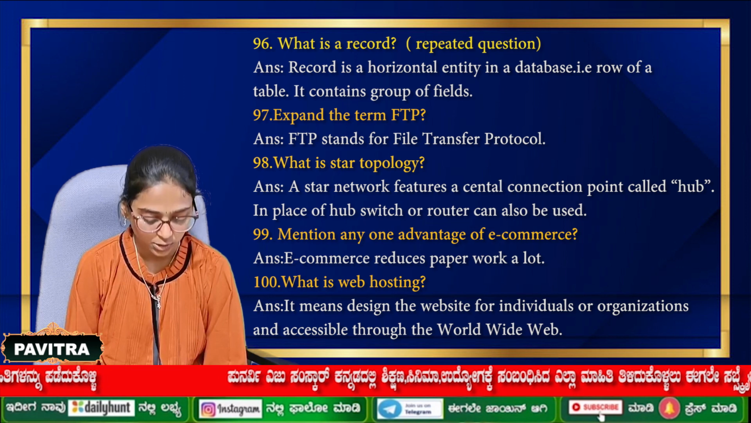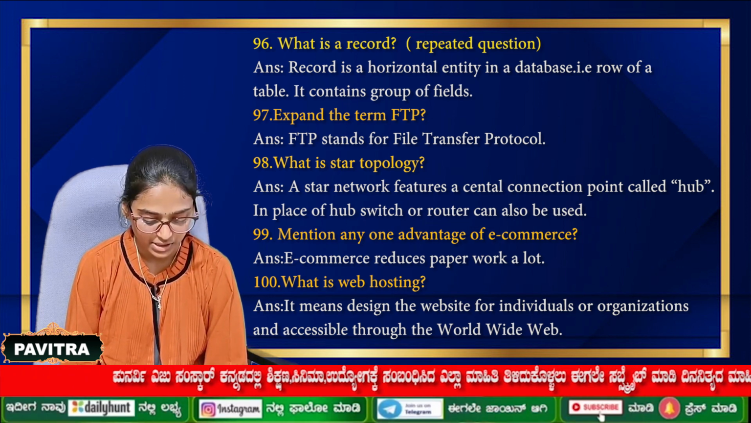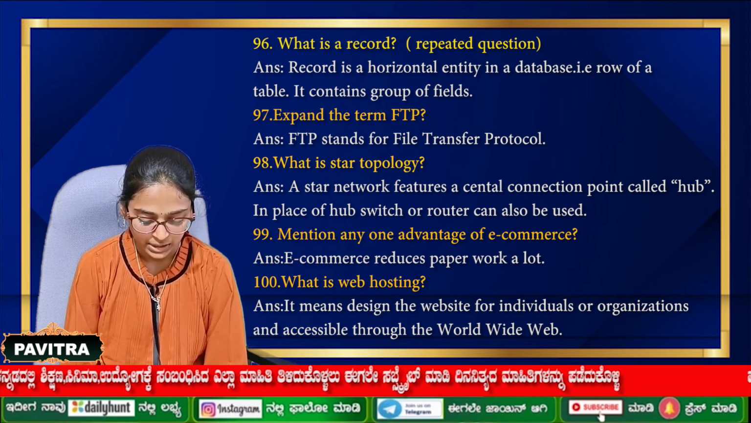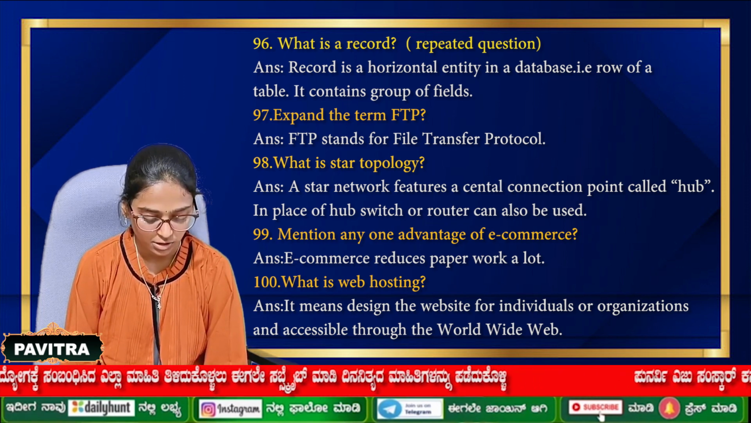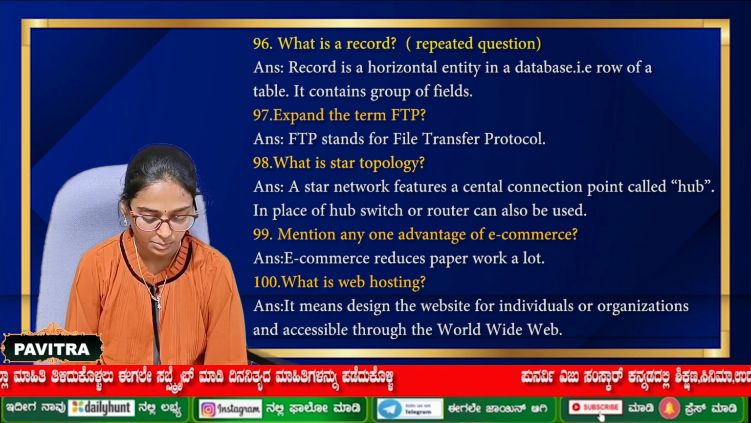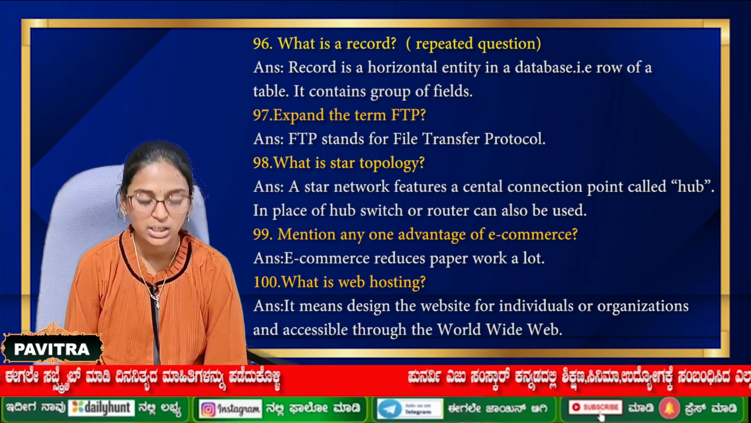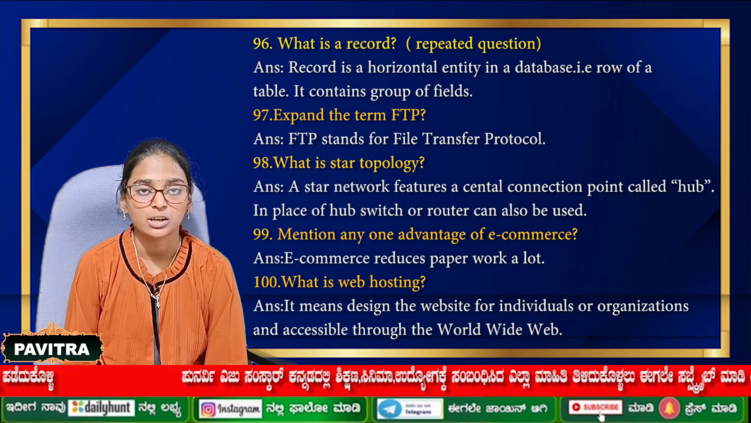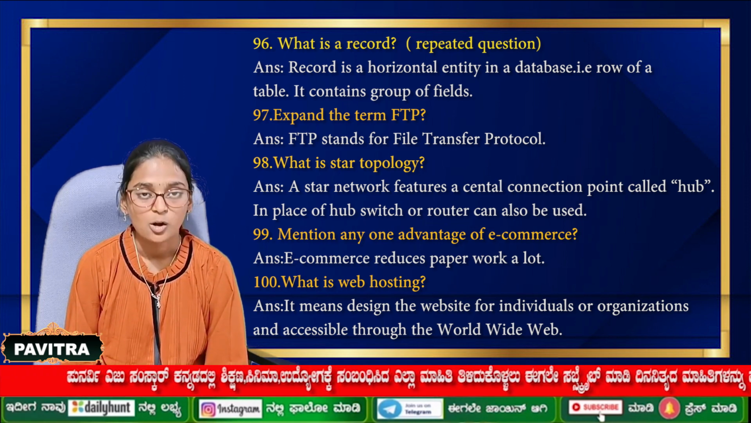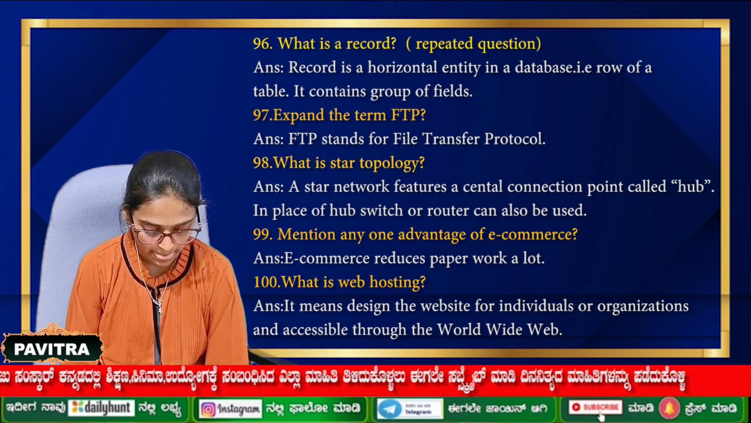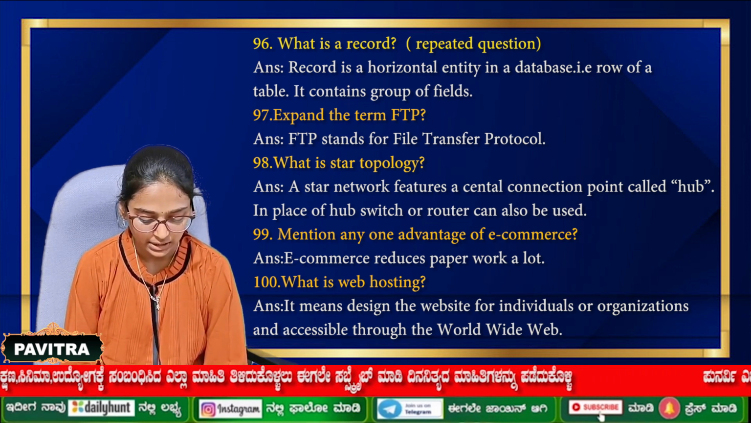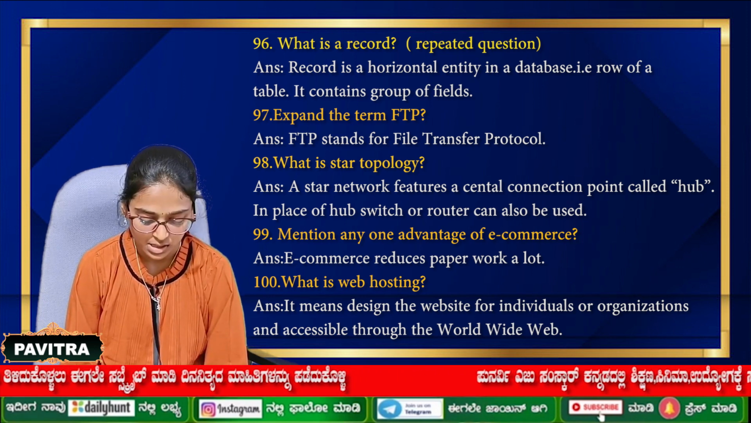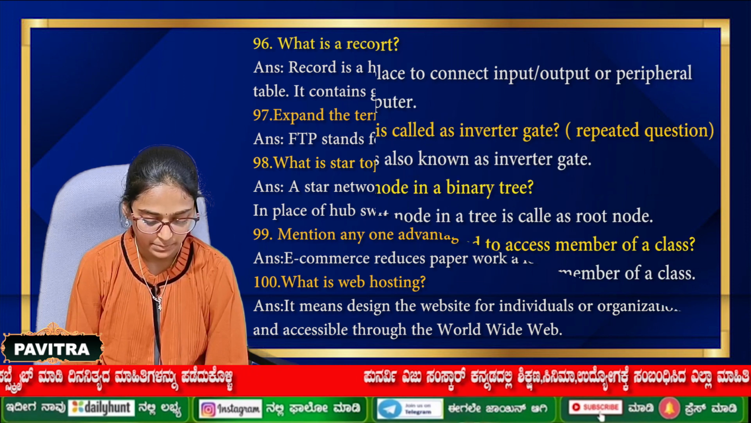98. What is star topology? A star network features a central connection point called hub. In place of hub switch or router can also be used. 99. Mention any one advantage of e-commerce. E-commerce reduces paperwork a lot. 100. What is web hosting? It means design the website for individual or organization and accessible through the World Wide Web.